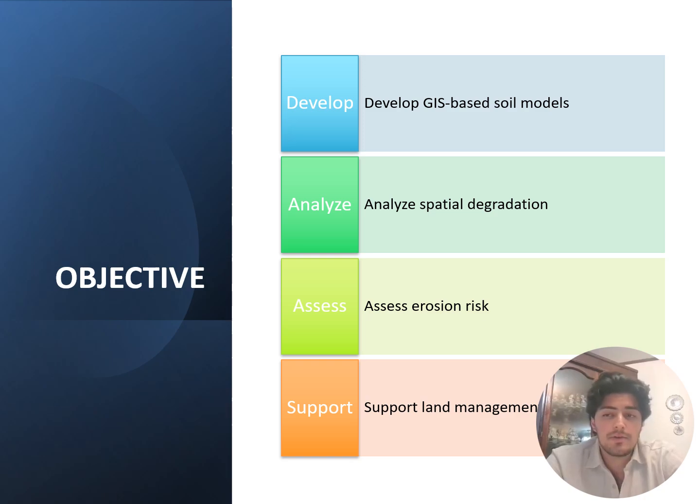The main objective of these studies was to develop models to evaluate soil quality using GIS. Additionally, they aim to analyze the spatial patterns of degradation and assess soil erosion risk in order to support sustainable land management.